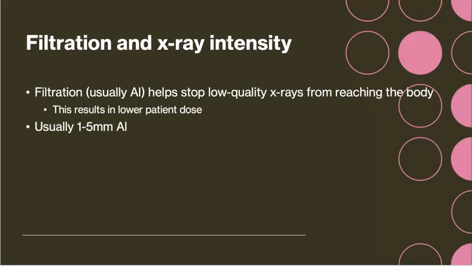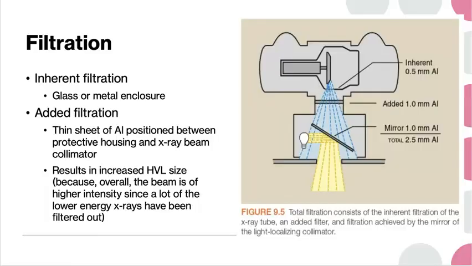Okay, so how about filtration? We talked about this a little bit when we talked about the X-ray emission spectrum. Remember, filtration not only reduces the overall number of X-rays we're getting, but it increases the overall energy of our X-rays. So it stops those low quality X-rays from reaching the body, and there's usually about 1 to 5 millimeters of aluminum or aluminum equivalent in our X-ray system there. And that's what we see here.